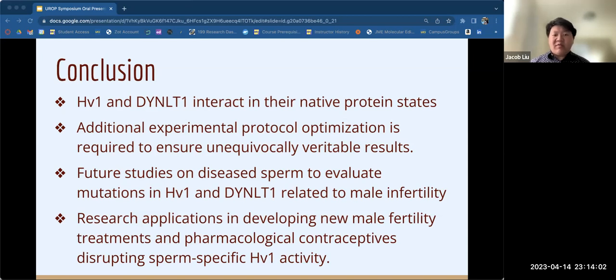Further research entails studies with zebrafish sperm to evaluate mutations in HV1 and DynLC1 related to male infertility. Applications of this research include development of new male fertility treatments and pharmacological contraceptives disrupting sperm-specific HV1 activity.